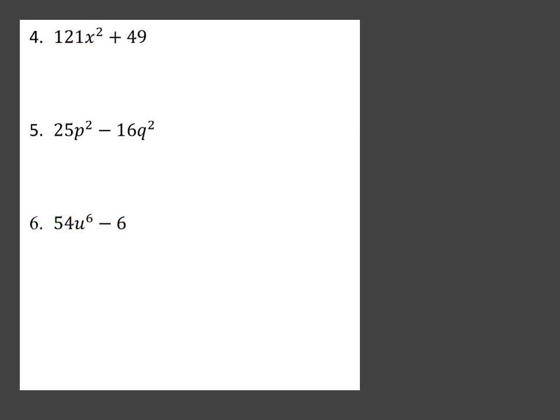Looking at problem number 4. First, I would think about GCF. Well, with 121 and 49, there's no GCF there. They don't have anything in common. Now I have to look if I have a difference of squares. So when I look at the first term, yes, I know 121 is a perfect square. It's in my chart. I also know that 49 is a perfect square. But do I have a subtraction sign? No, so I cannot do this problem because it's addition and you can only do difference of squares if it's subtraction.